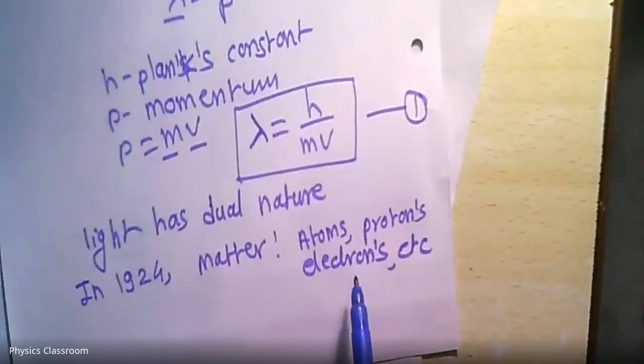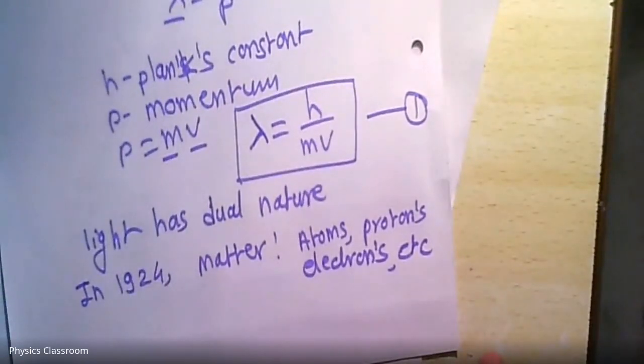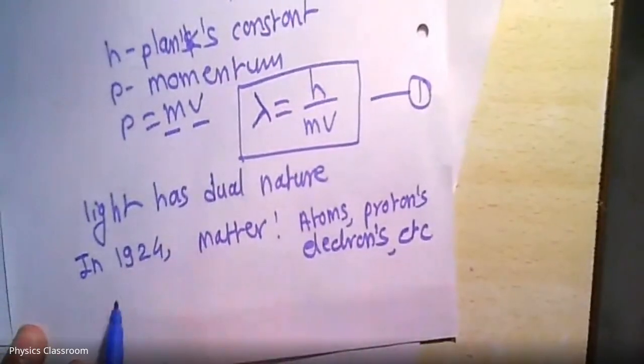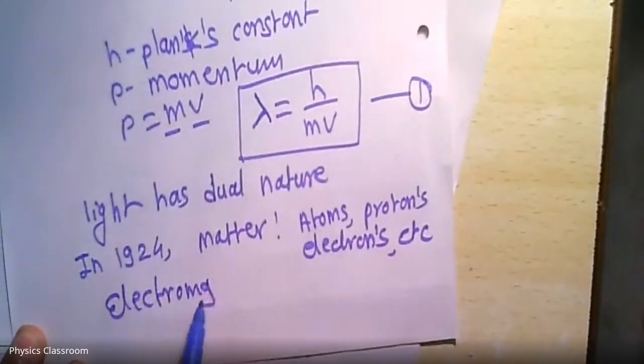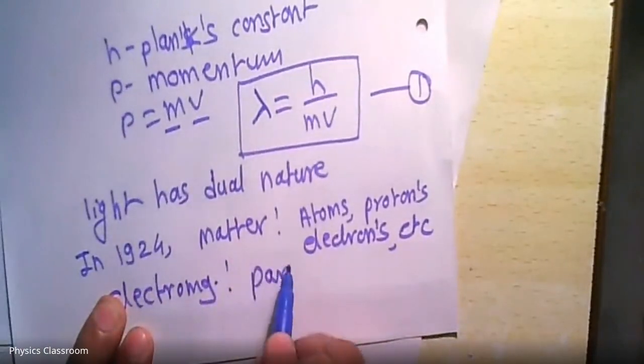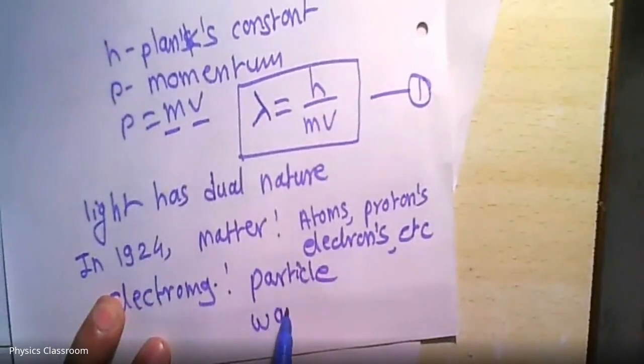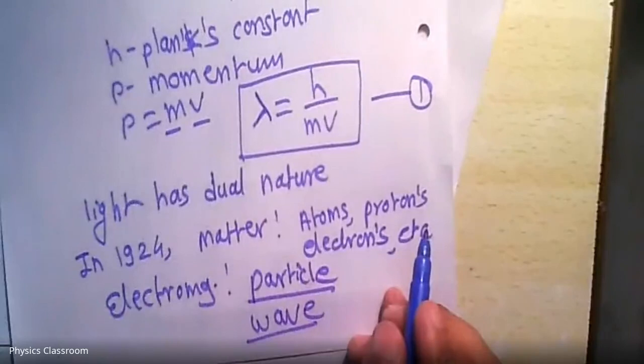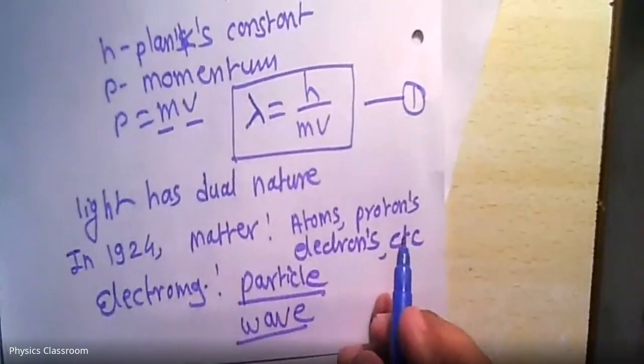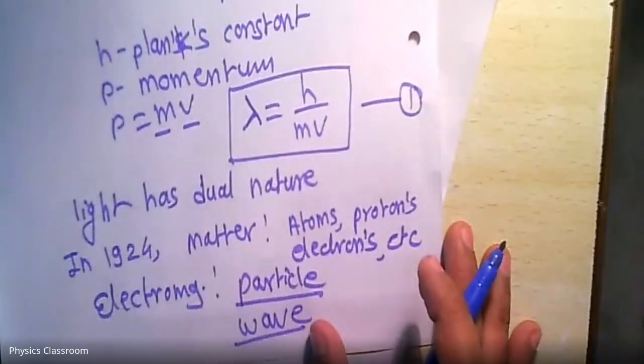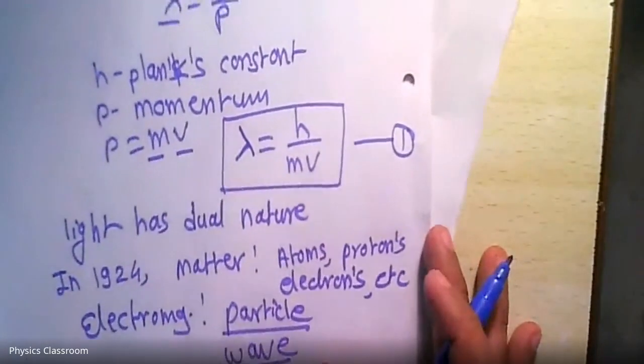If electromagnetic radiation can act like a wave sometimes and like a particle at other times, then we think that particles like electrons and protons should also exhibit wave properties in motion. This was after his suggestion of wave particle duality.